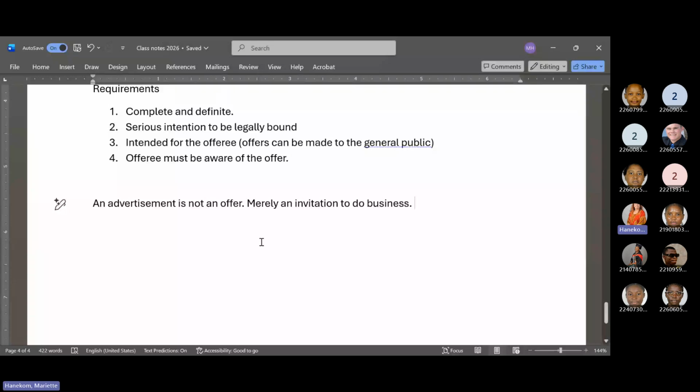So an advertisement is generally not binding. There are some exceptions. Have a look at that section in the notes. It's paragraph 3.1.1. So an advertisement is not an offer.